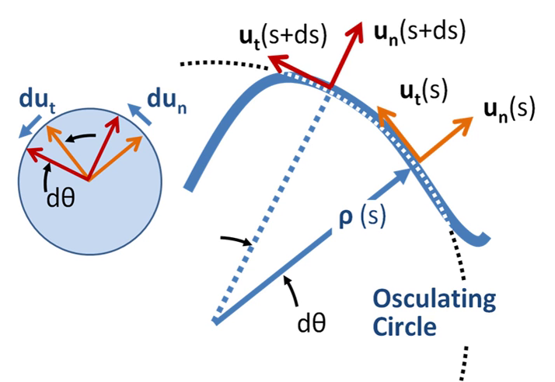Substituting the derivatives of u_ρ and u_θ, the acceleration of the particle is a = (d²ρ/dt²) u_ρ + 2 (dρ/dt) u_θ (dθ/dt) - ρ u_ρ (dθ/dt)² + ρ u_θ (d²θ/dt²).